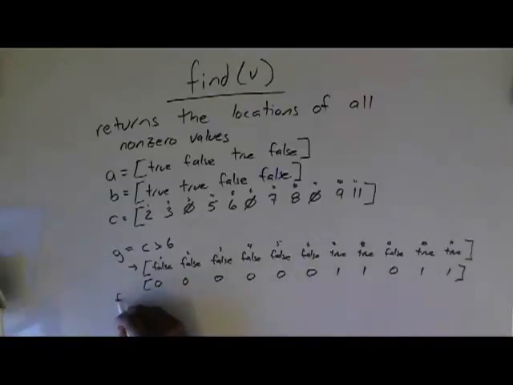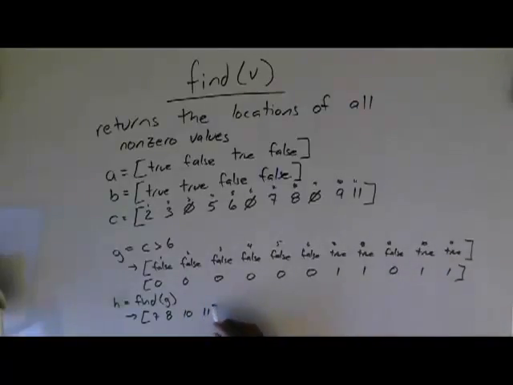So now if I did a find, vector H equals find G, then that's going to give me where in G there are values that are not equal to 0. Well, in slot 7, slot 8, slot 10, and slot 11. Okay? And that's definitely one way you could do it.